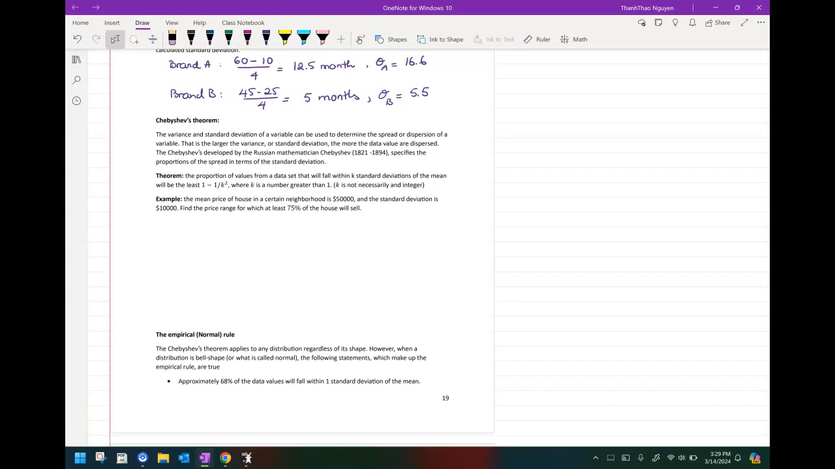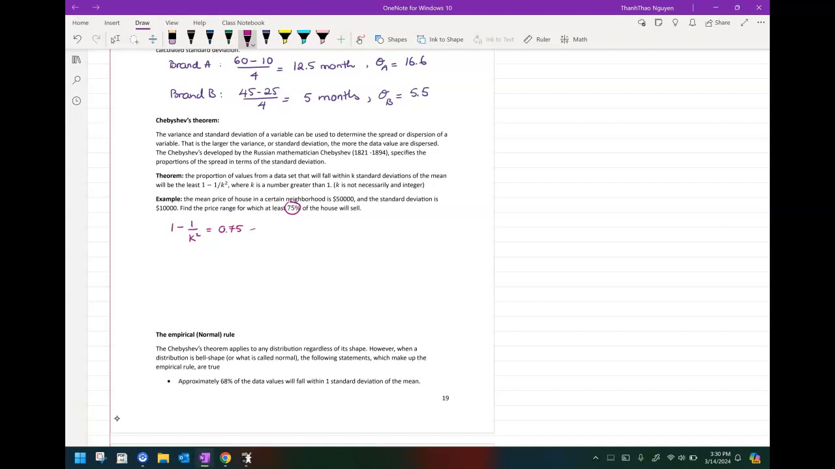For example, the mean price of houses in a certain neighborhood is 50,000 and the standard deviation is 10,000. Find the price range for which at least 75% of the houses will sell. So we first need to figure out what k is. We want to know how many standard deviations we need so that 75% of the houses will sell. So 1 minus 1 over k squared equals 0.75.